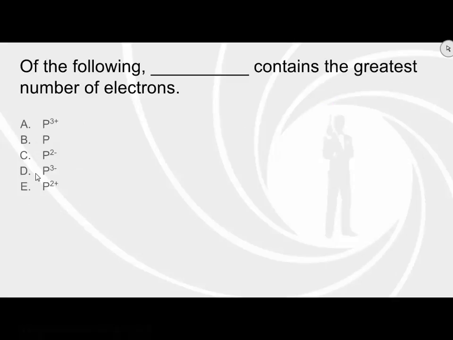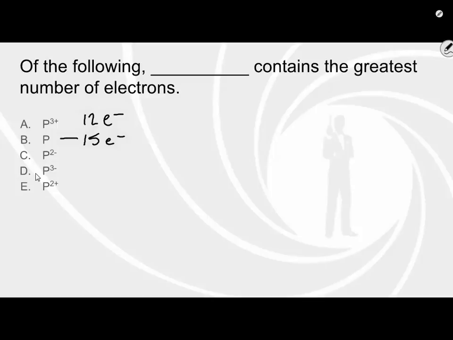So last one. Of the following, what contains the greatest number of electrons? So phosphorus, normally by itself, if you look, will have the same number of protons as electrons. So phosphorus is number 15. So when it's neutral, it has 15 electrons. If it's a +3, that means it's lost 3 electrons. So we will be down to 12 electrons for a +3.